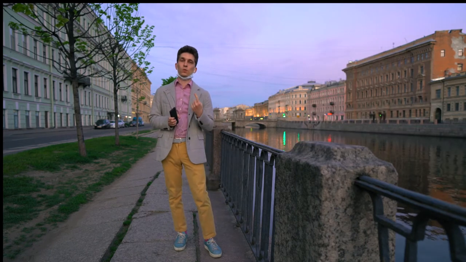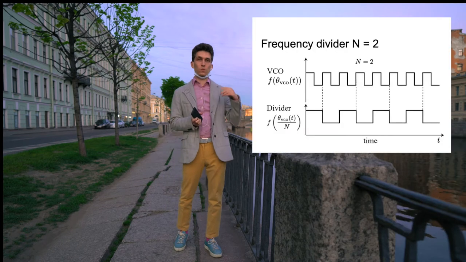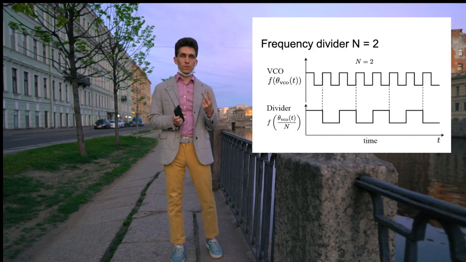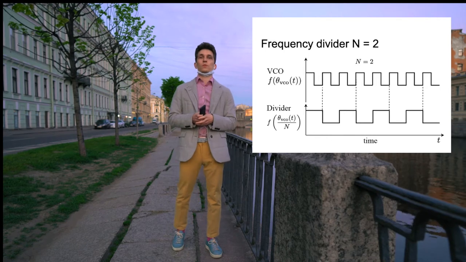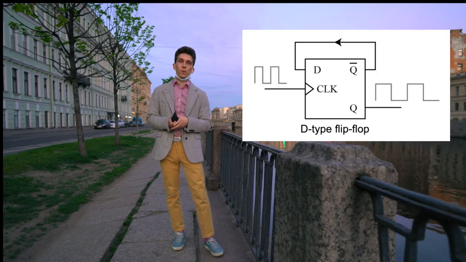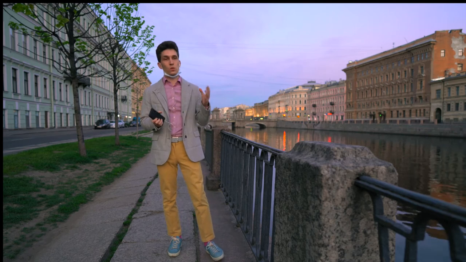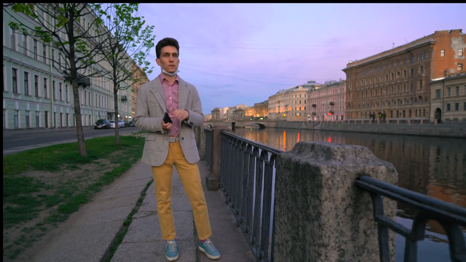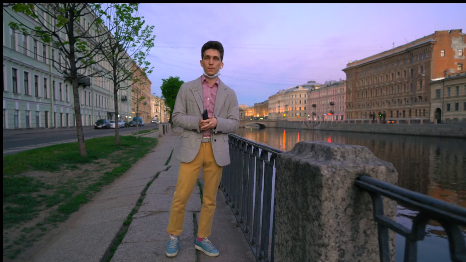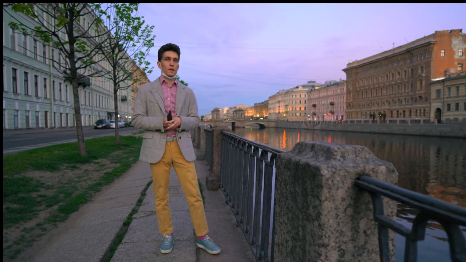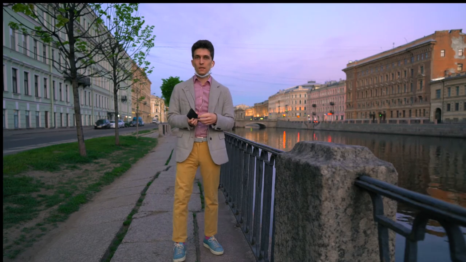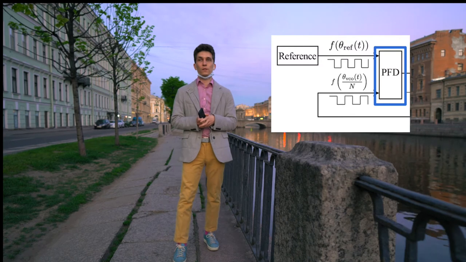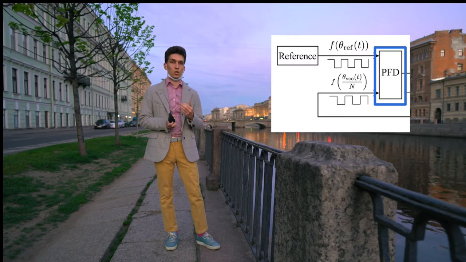To do that, first we need to divide the output signal of the VCO by a desired factor, for example, by a factor of 2. To do that, it's possible to use, for example, a D-type flip-flop device. Also, we can make other frequency dividers, but we are not considering it here. It's not important for our study. Next, we need to compare the divided signal with the original reference signal. To do that, engineers use a phase frequency detector with charge pump.